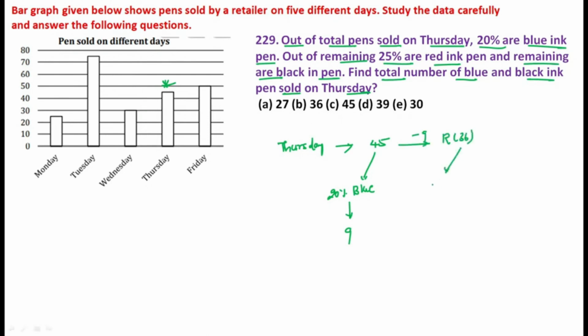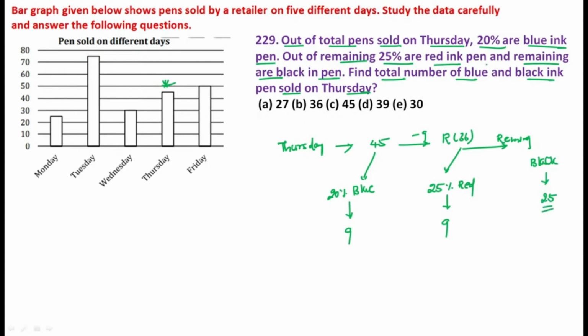So out of 36, again 25% of pens are red pens. So 25% means 1/4 of 36. 1/4 of 36 is 9. Now for the remaining, after 36 you have to subtract 9. Now we are left with the remaining color. The remaining color is black. Now 36 minus 9 is equal to 27 pens are black pens.